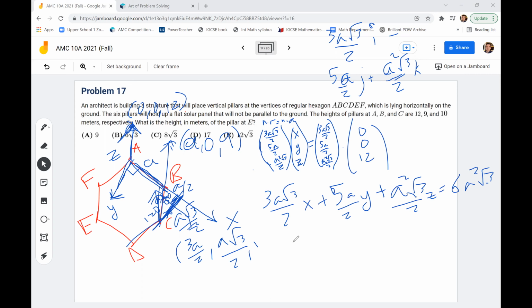Okay, and let's see. So now, can we cancel out some A's? Yes. So what I'm going to do is I'm going to multiply everything by 2 and divide everything by A. So that'll give me 3 root 3x plus 5y plus A root 3z equals 12A root 3, right? Now, if we want to find the height at point E, right?